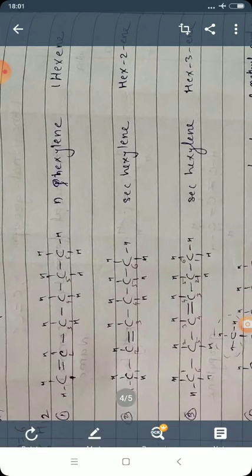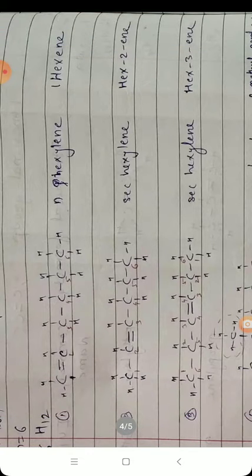Okay, see, in the first structure we have 6 carbons in a straight chain, and the first and second possess the double bond. So the priority goes left to right. So it is called n-hexylene, common name, and IUPAC name 1-hexene. Hex means 6 carbon. Ene, double bond. Hex-1-ene or 1-hexene. In the second, we have 6 carbons in a chain. The double bond is present at the second and third. So it is called secondary hexylene, or we can call it hex-2-ene.